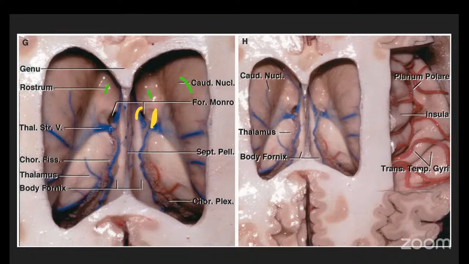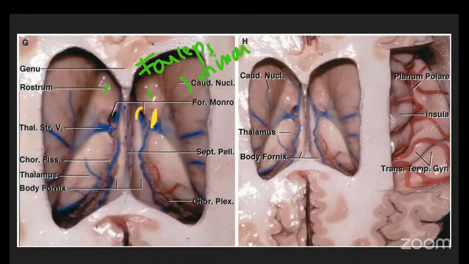Rostrum is a part of the corpus callosum. And which fiber tract is going to be here within the rostrum? The forceps major. Forceps minor. Forceps major goes posteriorly. Anteriorly, we have the forceps minor. So the forceps minor is going to be here around the rostrum.